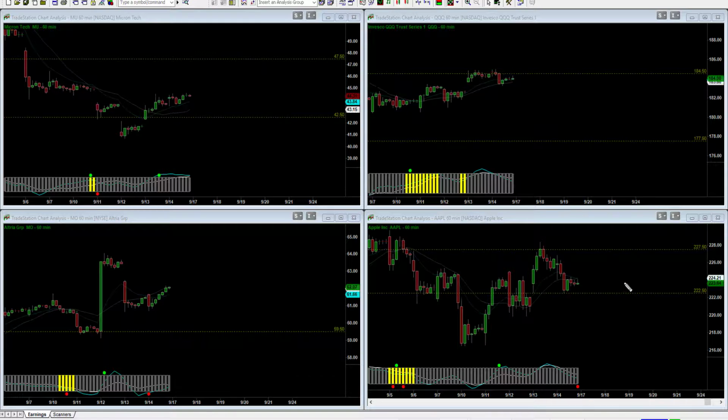Apple was initially a call spread of a 227.5. That was the top side of our call spread with a 230 that we bought. That call spread did end up going in the money. You see it spiked, and we did end up going in the money. We did end up adjusting that trade.